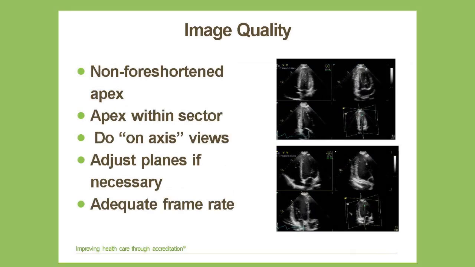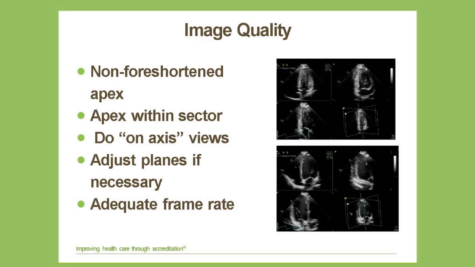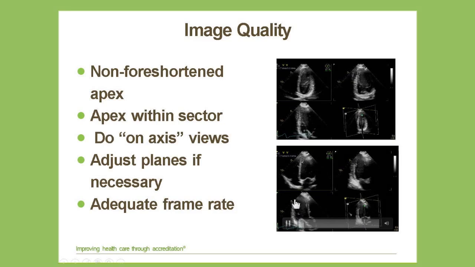Okay, other things that we want to avoid is foreshortening the apex. So you would want to ensure that your apex is open, that you've dropped down a rib space, and you don't have any foreshortening there. Also, as you can see in the bottom left corner, I'm going to try and point to this here, where part of the apex is off the sector.